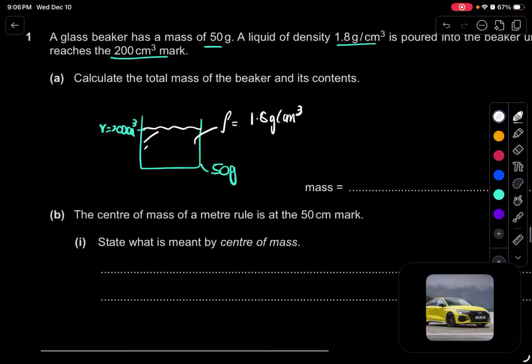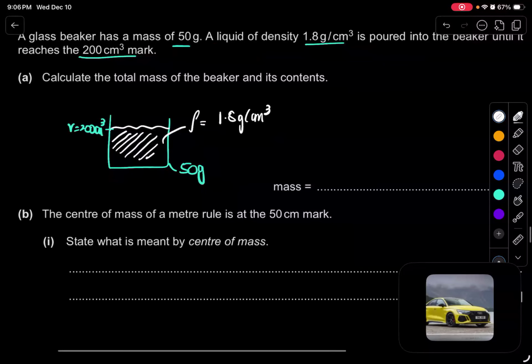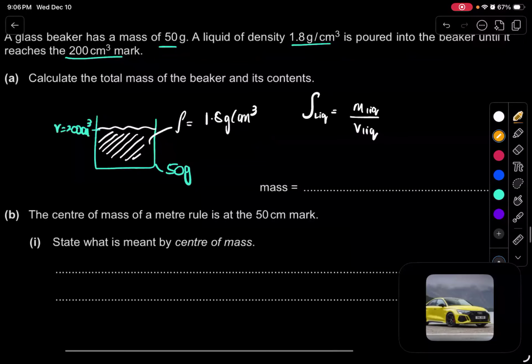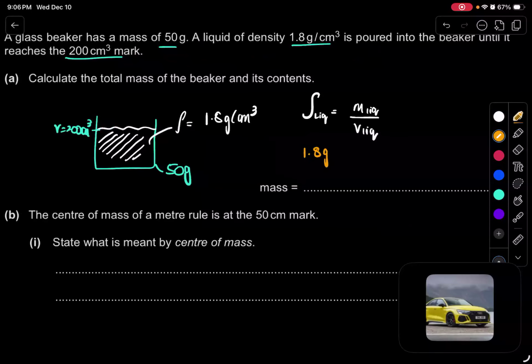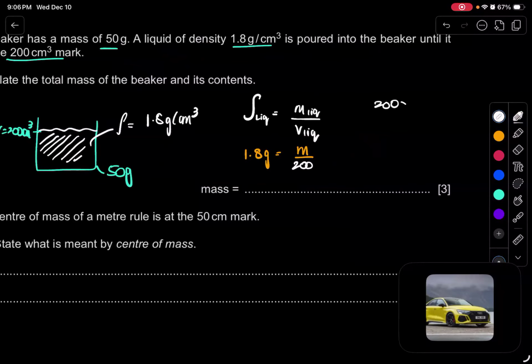So we've got to figure out the mass of the liquid. Now density of the liquid is going to equal the mass of the liquid over the volume of the liquid, right? We've already been given the density, which is 1.8 gram per centimeter cube. What is the mass? We don't know. What is the volume of the liquid? That was 200 centimeter cube. So 200 times 1.8 is going to be the mass of the liquid.